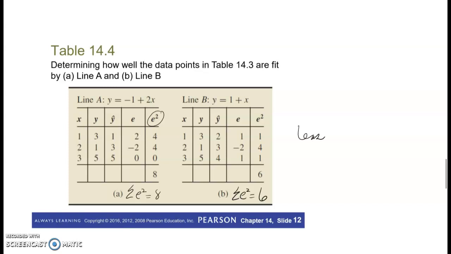And the least squares is going to be line B because 6 is less than 8. So according to these two lines, if you were asked which one is the best fit, it is going to be line B because it has, according to the least squares criterion, the least squared errors.